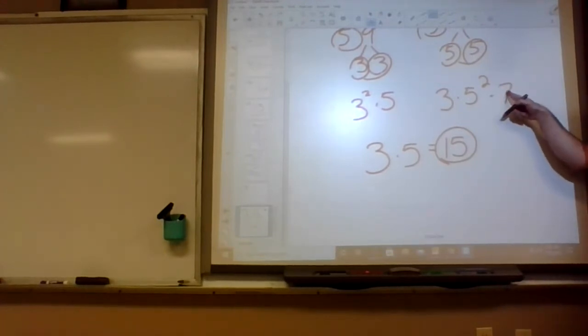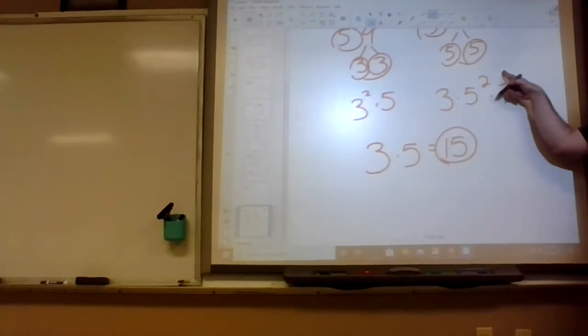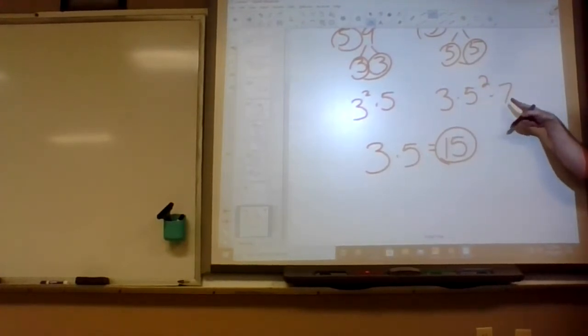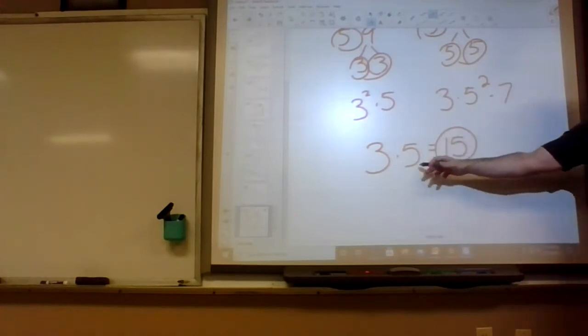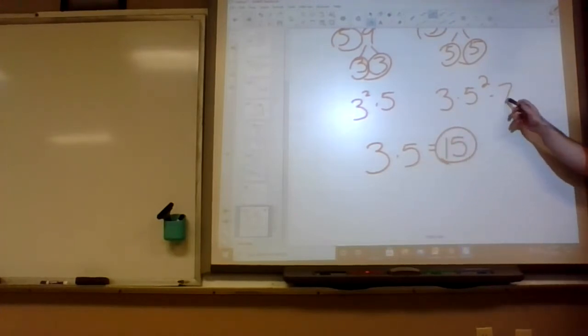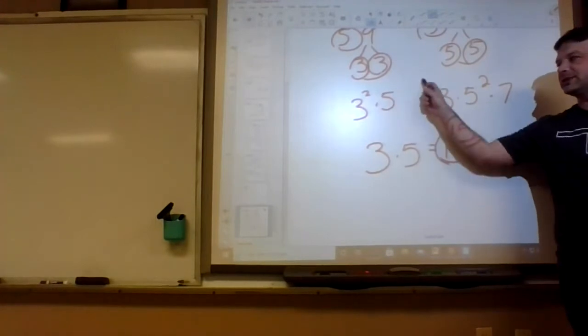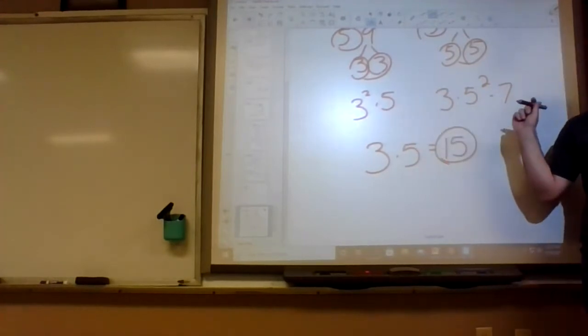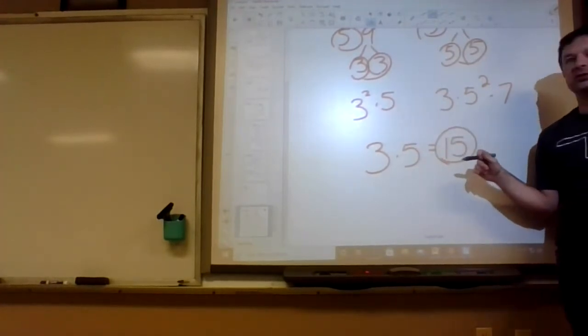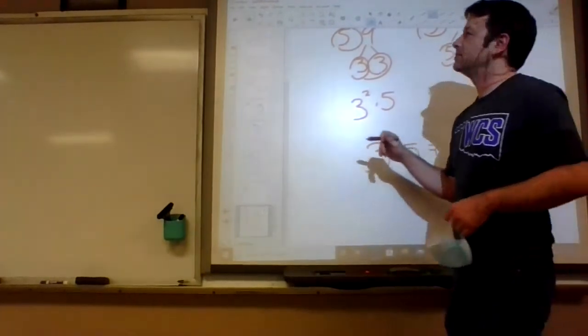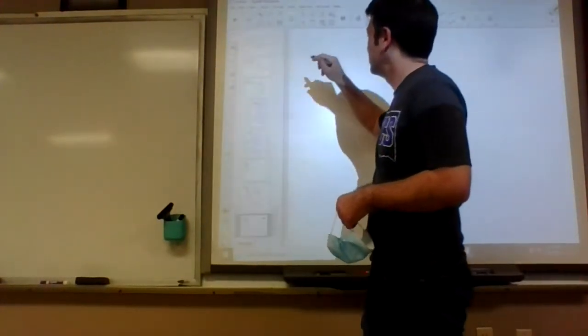Okay, what if this one had 7 on it? What's the least of my 7's? Just 0. None. So I would not use a 7. So the answer would not change. The least of my 7's is no 7's. So if it's not in one of them, then the least is none, so I wouldn't use a 7.